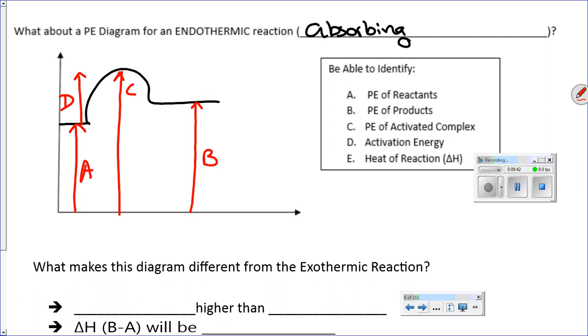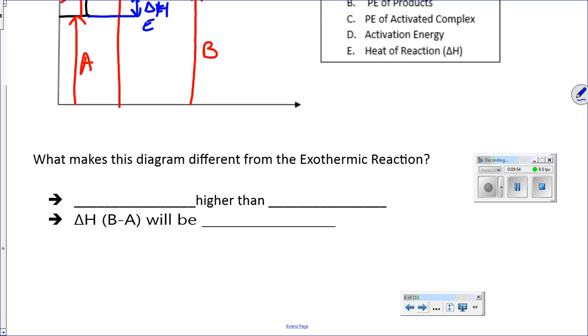Activation energy is how much it takes to break the initial bonds and get the reaction going. And our heat of reaction, I'll do this in blue, we would actually do B minus A again and get delta H for E. What is different about this one is the energy of the product is higher than the energy of the reactant. And this will give you what we call a positive value, or B minus A in this case will be positive for your delta H value. And tomorrow in class we will be looking at reading potential energy diagrams.